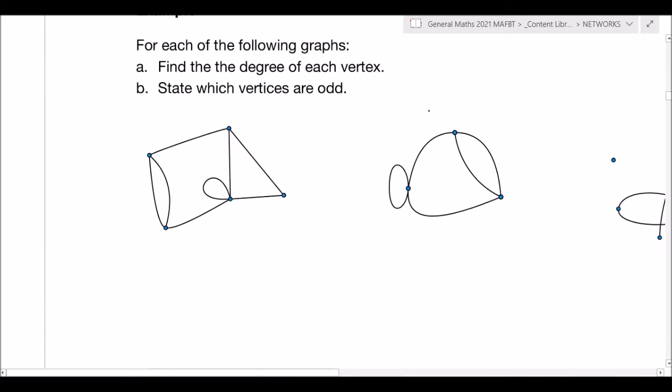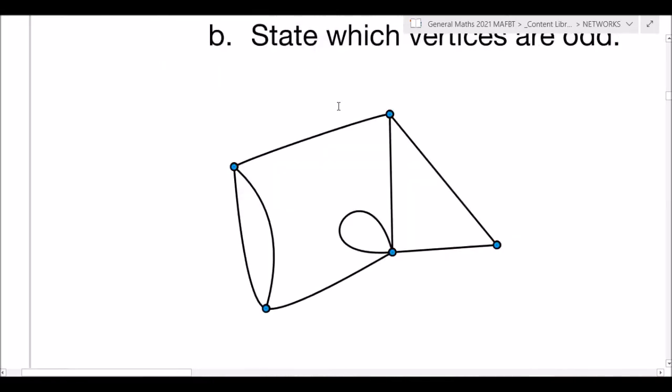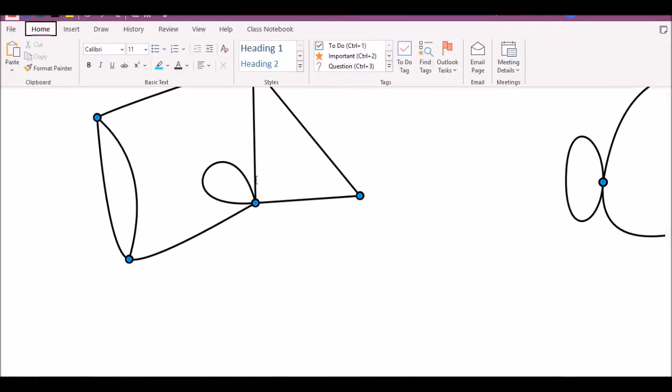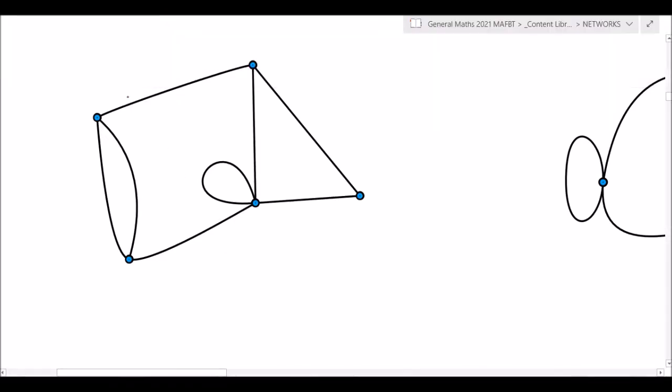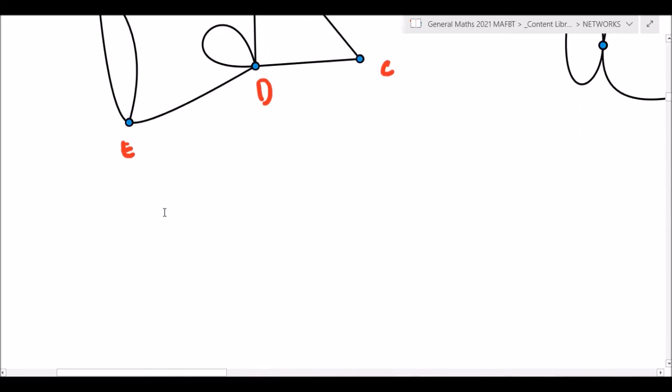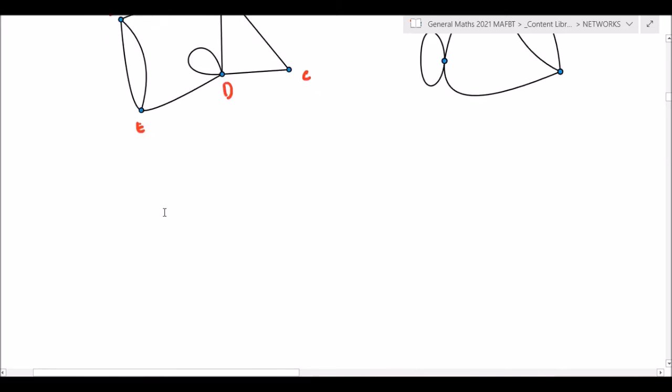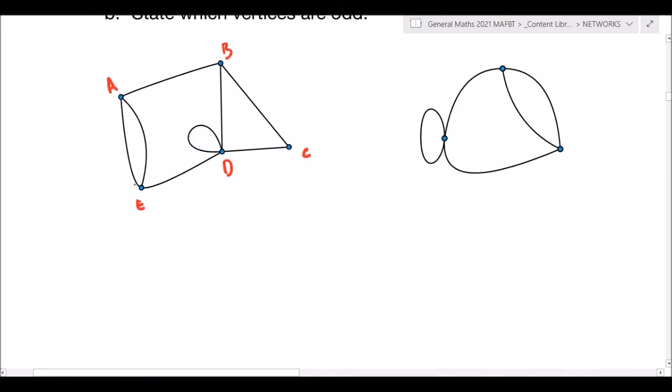So for each of the following graphs, find the degree of each vertex, and in B, state which vertices are odd. Before we start, what I like to do with these sort of questions is label each of the vertices. If you have your notes, I know some of you, actually no one will have the notes here, but look through these notes again. I'll make sure that these notes are printed for you when we get back from lockdown. So this is vertex A, B, C, D, and E. It's important that you use some sort of naming convention to name your vertices, just so you know what's what.